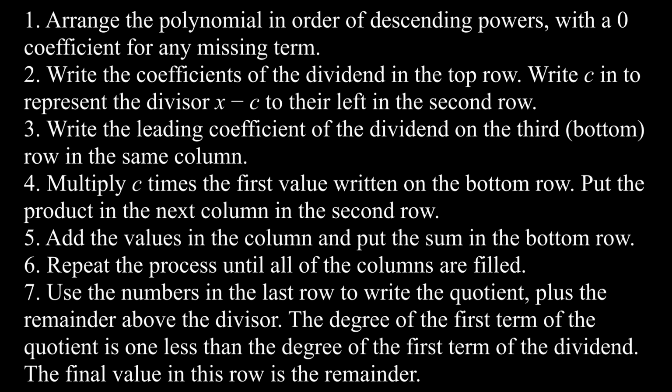If we have some polynomial p of x and it's divided by x minus c, we arrange the polynomials in order of descending powers with a zero coefficient for any missing terms, so we carry extra zeros like I did in the last example. Then we write the coefficients of the dividend in the top row, where c is used to represent the divisor x minus c, and we put that in the next row down to their left. Then write the leading coefficient of the dividend on the third row in the same column.